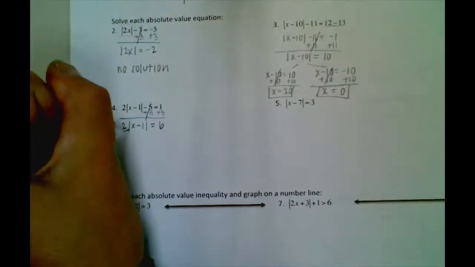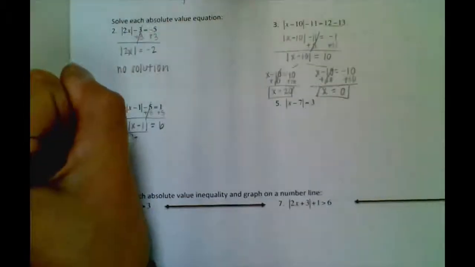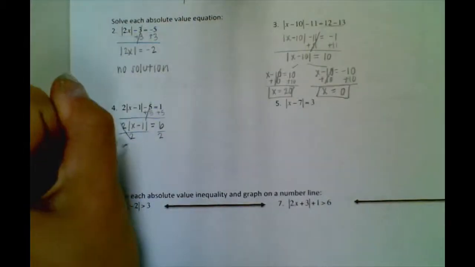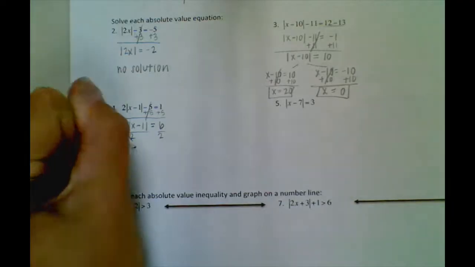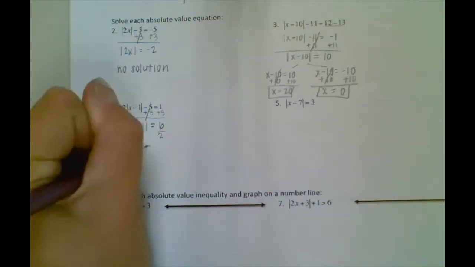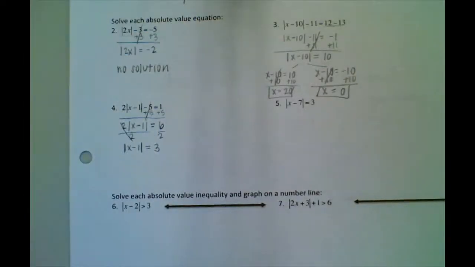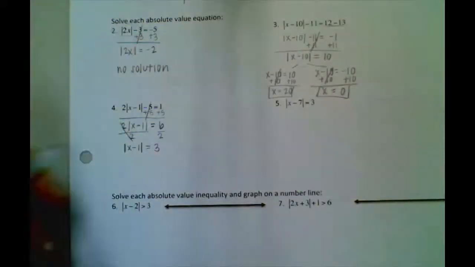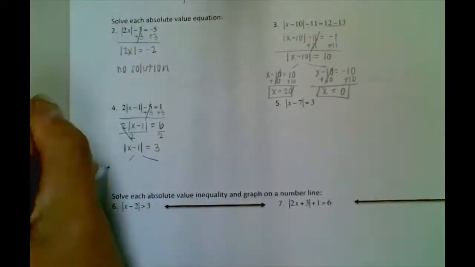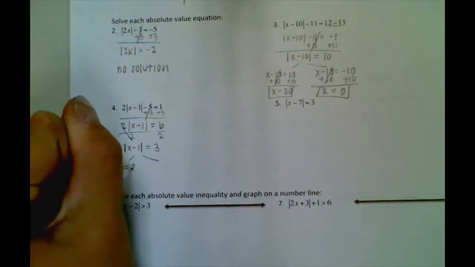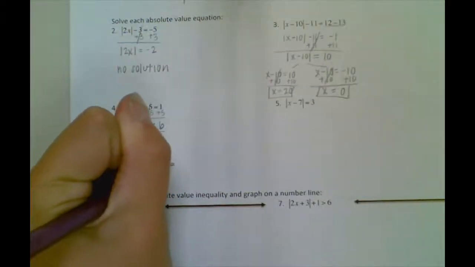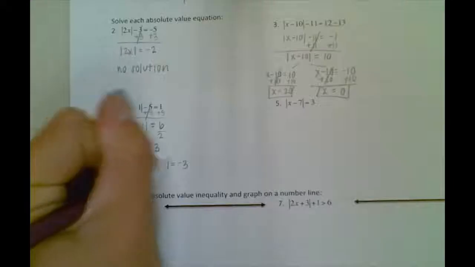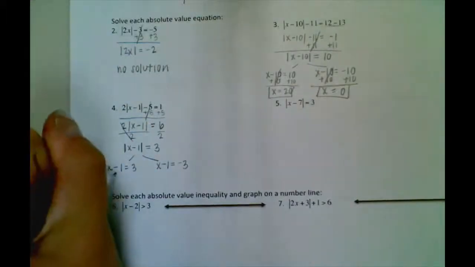And then this 2 is being multiplied, so the opposite of multiplication is division. So I'm going to divide by 2. Whoops, so I get the absolute value of x minus 1 equals 3. Alrighty, and then because the absolute value is equal to a positive number, I can make 2 equations. X minus 1 equals 3, and x minus 1 equals -3. Remember, that's the value you change. So let's solve these both.